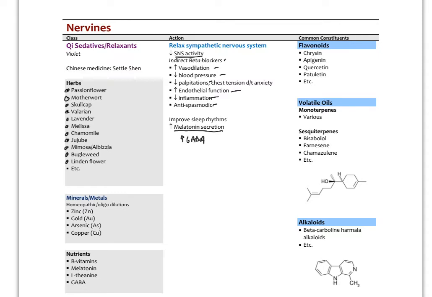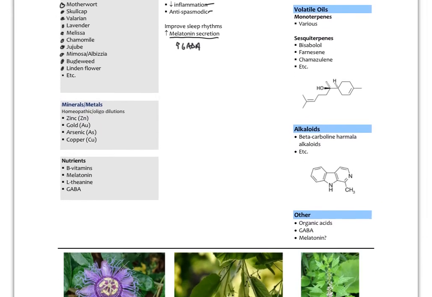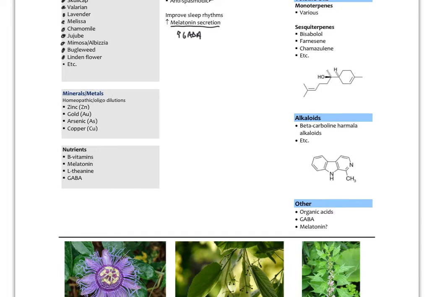And some of the primary constituents are flavonoids like chrysin, which is also an aromatase inhibitor, but also volatile oils like some of the sesquiterpenes, bisabolol, farnesene, chamazulene in the chamomile, etc. And then some, like the Passiflora, even have alkaloids in small levels, the harmala alkaloids. And some herbs, like Passiflora, again, even have GABA, and then some even have small amounts of melatonin in them as well.